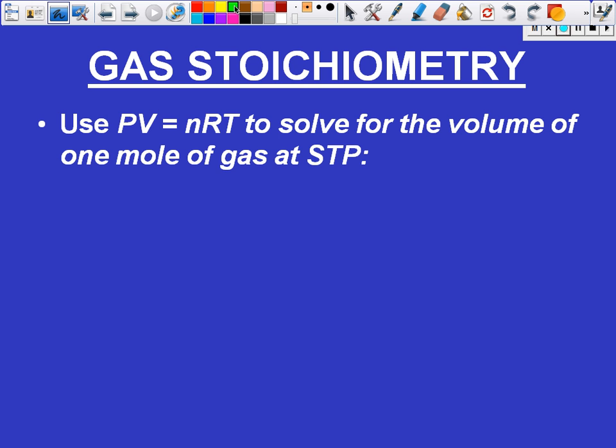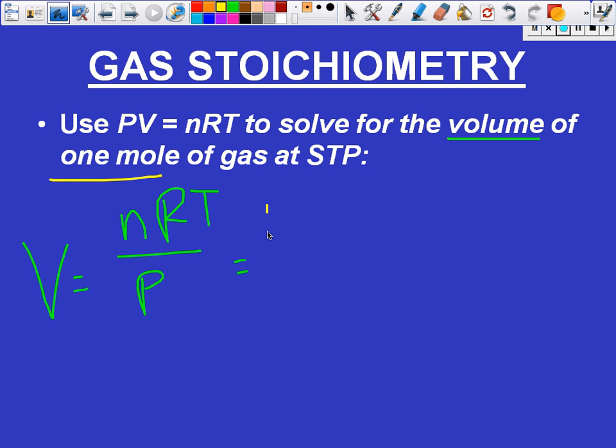All right, gas stoichiometry. Use PIVNERT to solve for the volume. Now notice what it says, solve for the volume. So let's go ahead and rearrange this. So we're going to be solving for V. All right, so we're going to divide each side by P, which makes it nRT over P. All right, so this is our formula, and we know that we're going to have 1 mole.